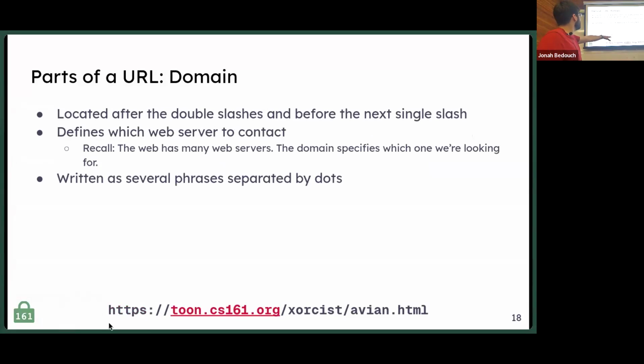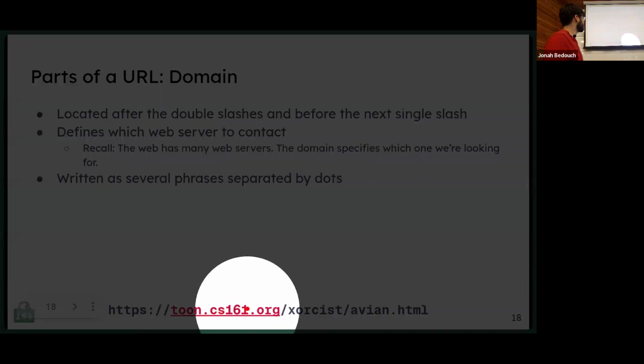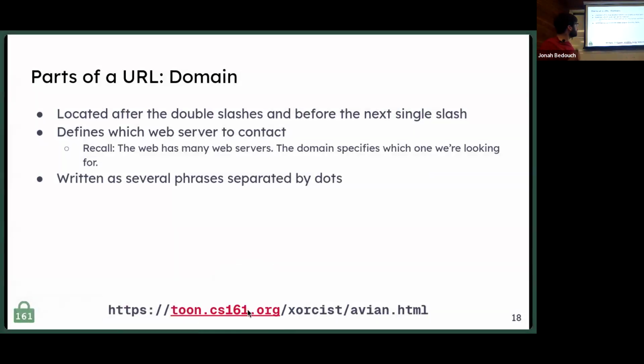And then you have the domain. The domain is right after the double slashes. In this example, it's tune.cs161.org. It defines which web server we're going to contact. If we think about the web as a bunch of individual servers that are each serving some content, the protocol tells us how we're going to talk to the server. The domain tells us which server we need to talk to. And it is written as several phrases separated by dots, as you can see there.